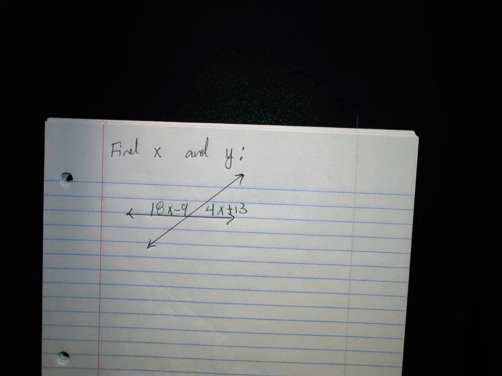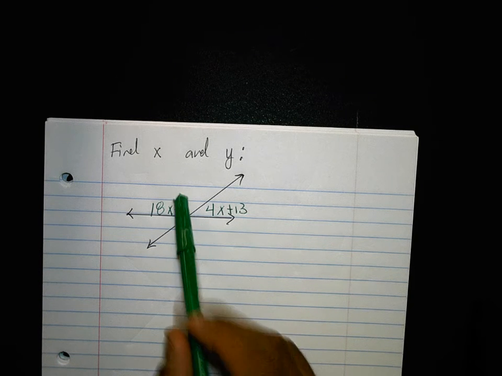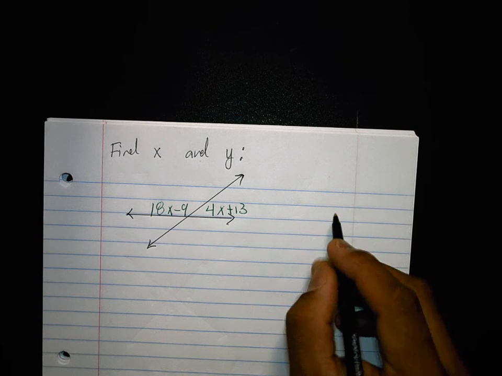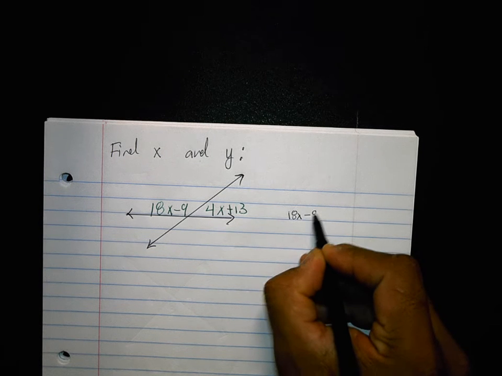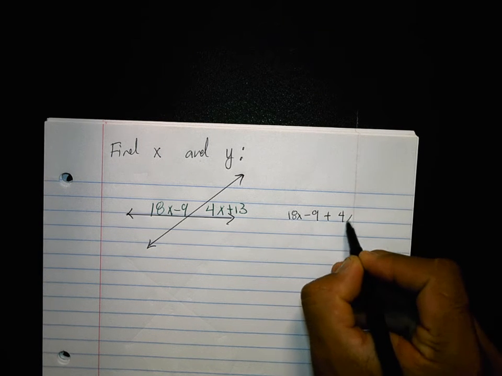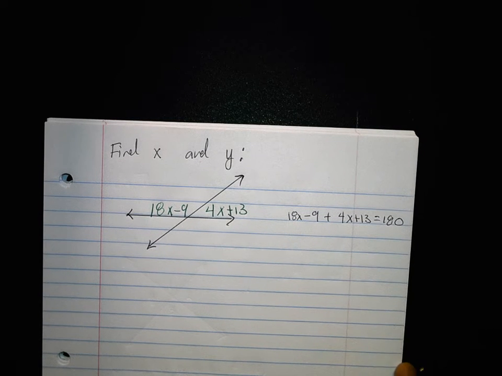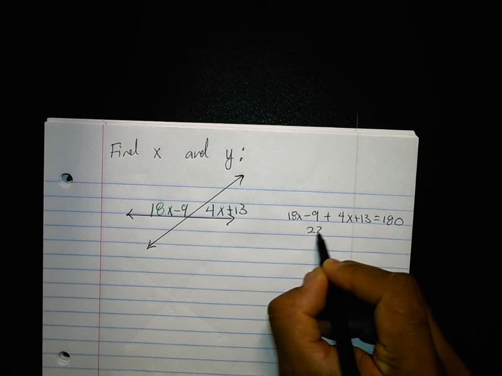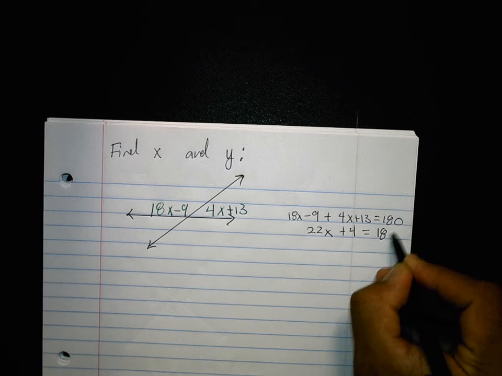Looking at these two angles, they're not opposite each other. Like this angle and this angle would be vertical, so they're not vertical angles. In this case, they're supplementary angles. So what I'm going to say is 18x minus 9 plus the other angle adds up to 180. Now I combine like terms and I get 22x plus 4 equals 180.